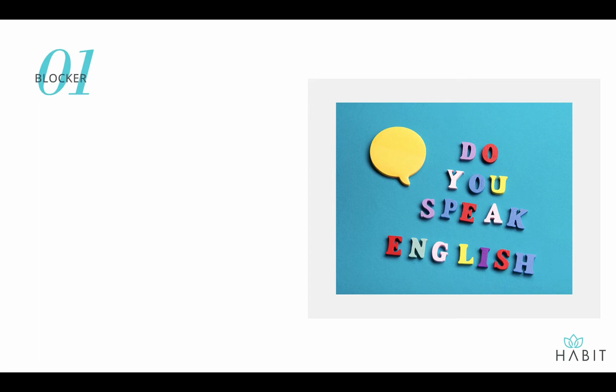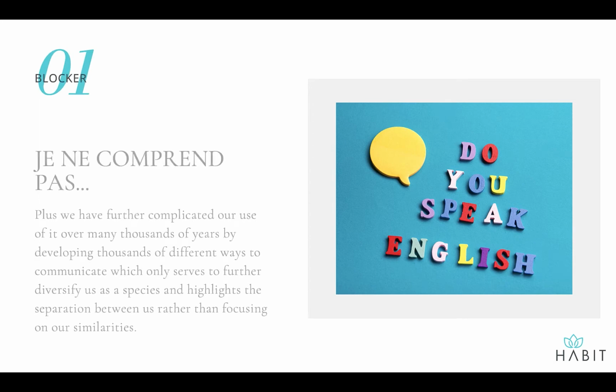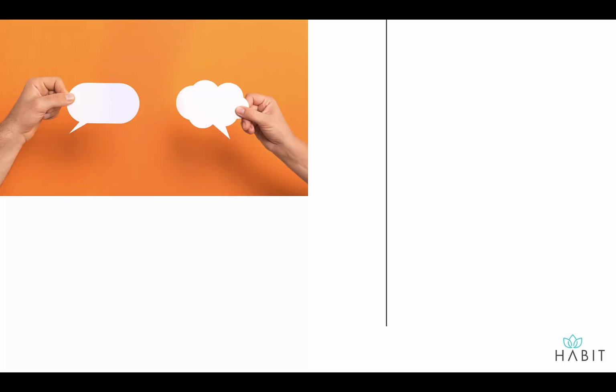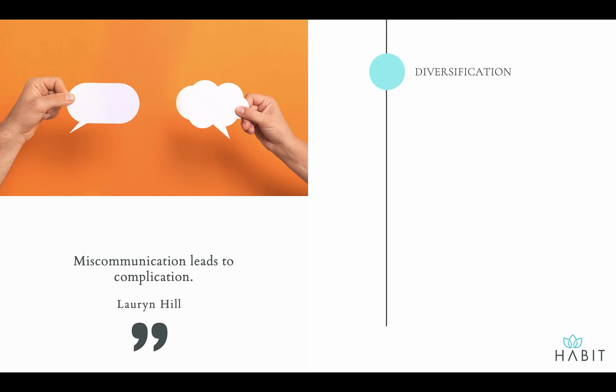Plus, we've further complicated our use of language over the many thousands of years by developing thousands of different ways to communicate with each other, which only serves to further diversify us as a species and highlights the separation between us rather than focusing on our similarities. Now, even if you do speak the same language, there can still be instances where a person's accent is difficult to decipher, or they will use slang words, vocabulary or colloquialisms that you just don't understand.